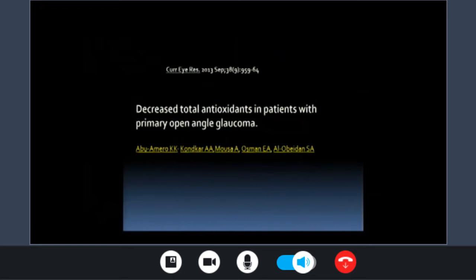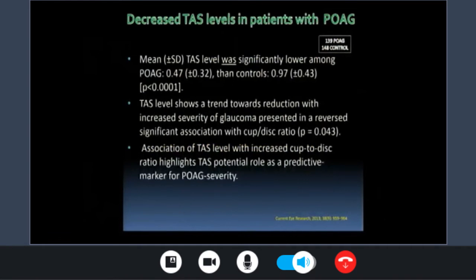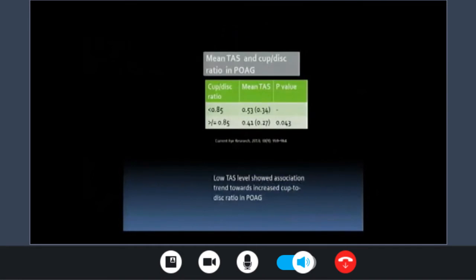This is another study in Current Eye Research, decreased total antioxidant in patients with primary open angle glaucoma. This is 139 primary open angle glaucoma to 148 control. The mean TAS level was significantly lower among the primary open angle glaucoma than the control. It shows that TAS level shows a trend towards reduction with increased severity of glaucoma, presented in a very significant association with cup disc ratio. So what we find here is that the high cup disc ratio is inversely correlated with TAS, and this indicates the severity of primary open angle glaucoma.